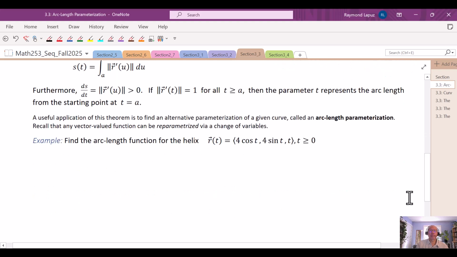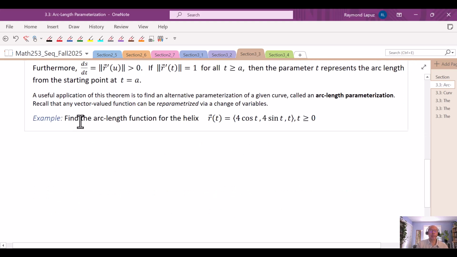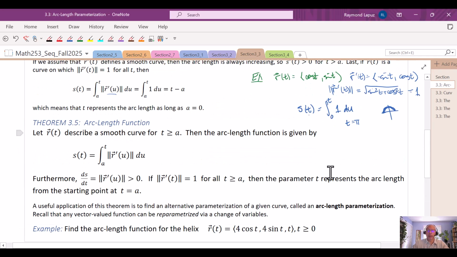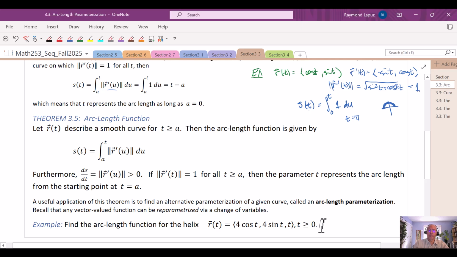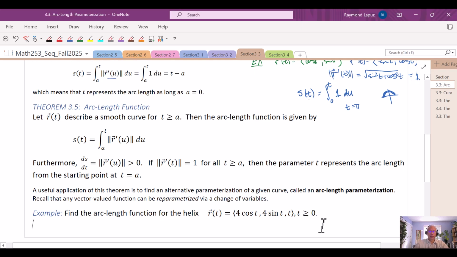Okay. So let's take a look at this example. Find the arc length function for this helix. And then let's go ahead and add something to this. Let's reparameterize the helix.